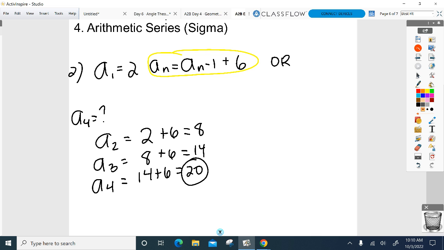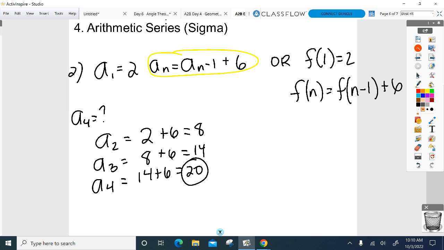Or, all right, you might see this on the quiz or even Delta Math, and I don't want you to freak out. Sometimes we don't use this notation. We use the function notation with an F instead. So here, F of 1, that still means first term's 2. How would I write this in F notation? Replace the A with an F. F sub n. Take a look. These two are the exact same recursive formulas.